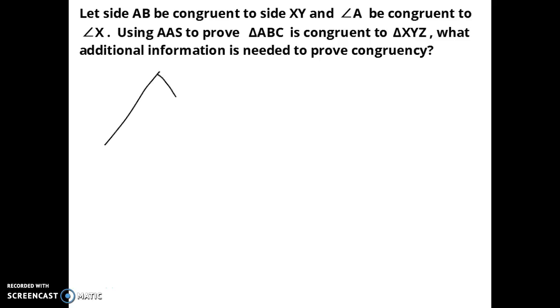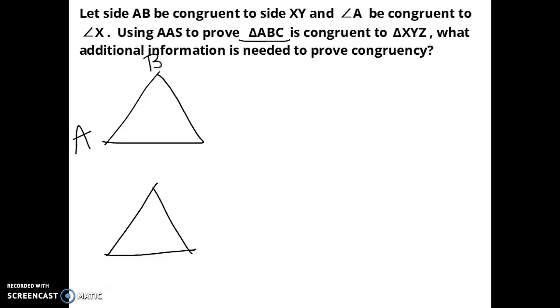So let's just draw two triangles. Here's a triangle and here's a triangle. The first one is ABC. How do we know that? It's given. A, B, C. We also need to know that there's a second triangle, X, Y, Z. How do we know that? It's given. AB is congruent to side XY. And angle A is congruent to angle X.